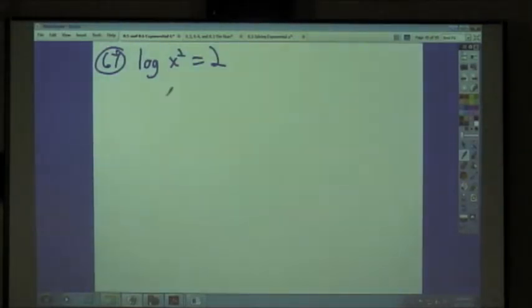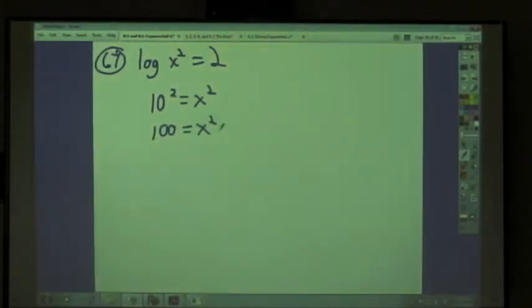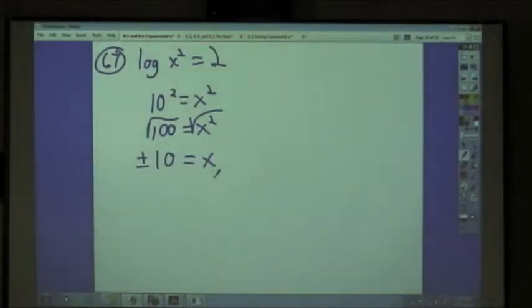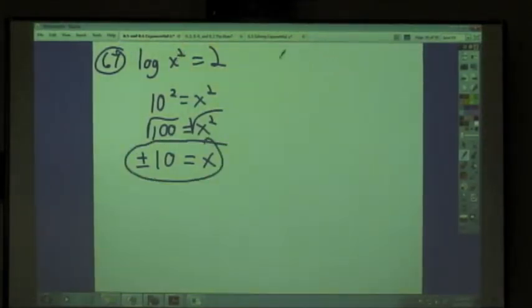So this one, 67, you have base 10, so 10 to the 2nd power is equal to x squared. So 10 to the 2nd power is 100. Take the square root on both sides, and x equals plus or minus 10. On this one, neither one of those is extraneous. I know we talked about extraneous solutions here, but neither one is extraneous because when you plug in negative 10 into here, it's x squared. Negative 10 squared is going to be 100. So negative 10 or positive 10 will work. Both of those will work for that problem.